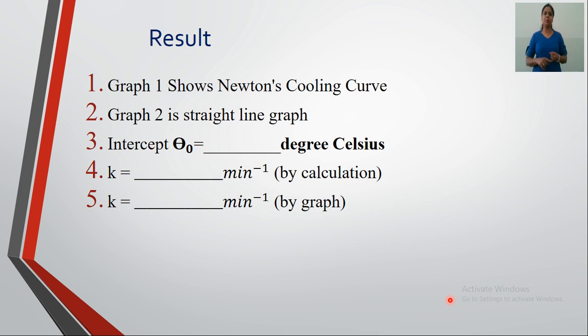Firstly, graph number 1 shows Newton's cooling curve. क्या दिखा रहा है उसमें? The steepness was very high earlier, but it reduces when the system gets approximately equal to the surrounding temperature.